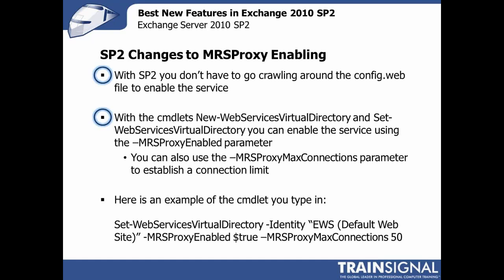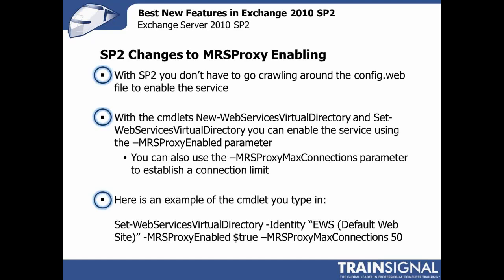Unfortunately, here's the negative part. You don't have this option anymore with Service Pack 2. If you have Service Pack 2 installed, you can't just open up the config.web file because it doesn't include the parameter anymore. So now you have to use the Exchange Management Shell and the PowerShell commandlet. So they kind of fixed one thing and broke another in the process. In addition, you can also use the -MRSProxyMaxConnections parameter, and that allows you to establish a connection limit. All right, so here's an example of the commandlet that you type in.